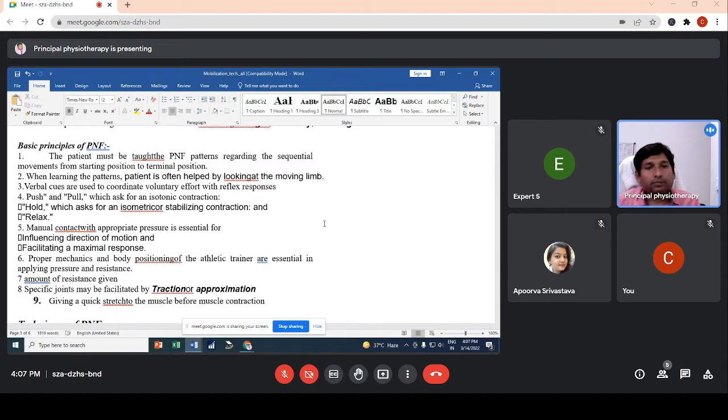फिर इसमें क्या करते हैं हम, verbal cues we provide, push and pull technique, ask for isotonic contraction. Hold, we ask for isometric stabilizing contraction and we also ask for relaxation. Manual contact with appropriate pressure is essential for influencing direction of the motion and facilitating maximal response. Proper mechanics and body positioning of the therapist are essential in applying pressure and resistance.